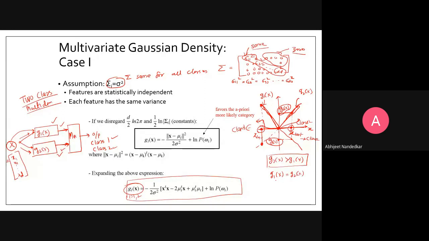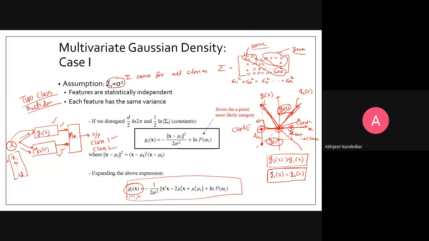What will happen? Where will this happen? So this is the point. If your input is here, in that case G1(x) is equal to G2(x). So you really cannot find out to which side this input belongs. Then you say that this input is on the boundary.